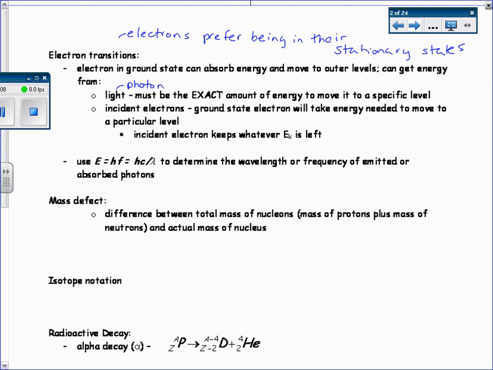And so then, coupled with this electron transition stuff, you can use energy equals h times f, or energy equals hc over lambda, to determine the wavelength or frequency of emitted or absorbed photons. So what you're doing up here is you're always finding the change in energy, which is the absolute value of the final energy minus the initial energy. And that is not on your formula sheet. These are on your formula sheet.